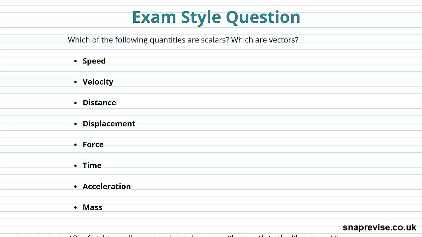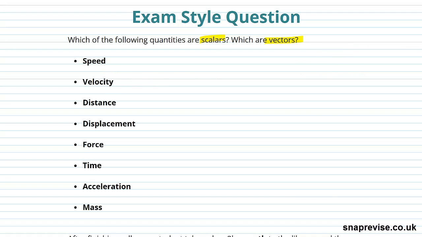So in this final video, we're going to run through a quick exam style question. So the first thing we need to do is simply test our knowledge of scalars and vectors. They want us to ask which are scalars and which are vectors. We're going to write an S for a scalar and a V for a vector.